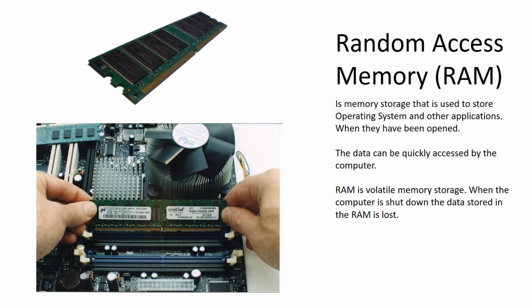So when you have your applications open, they're open in the RAM so they can be manipulated quickly. However, the downside to RAM is when you shut the computer down or there's a loss in power, that memory that's stored on the RAM or that application is closed and lost.